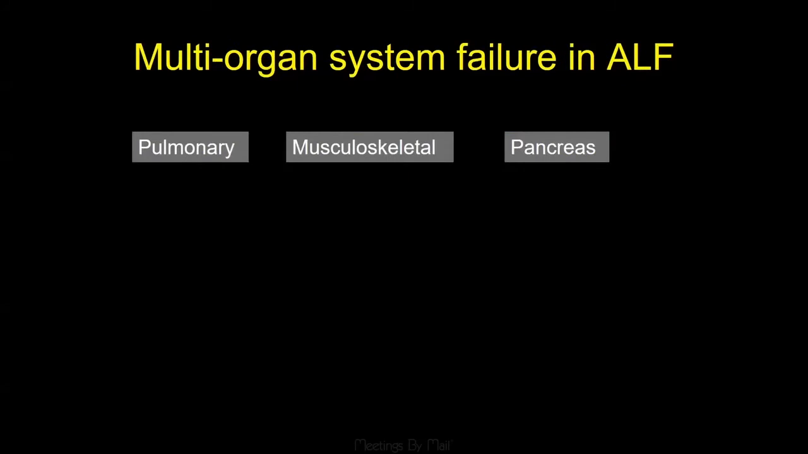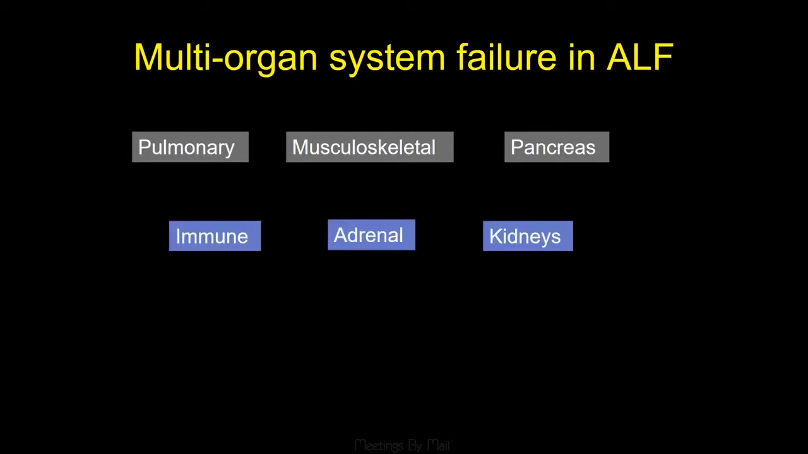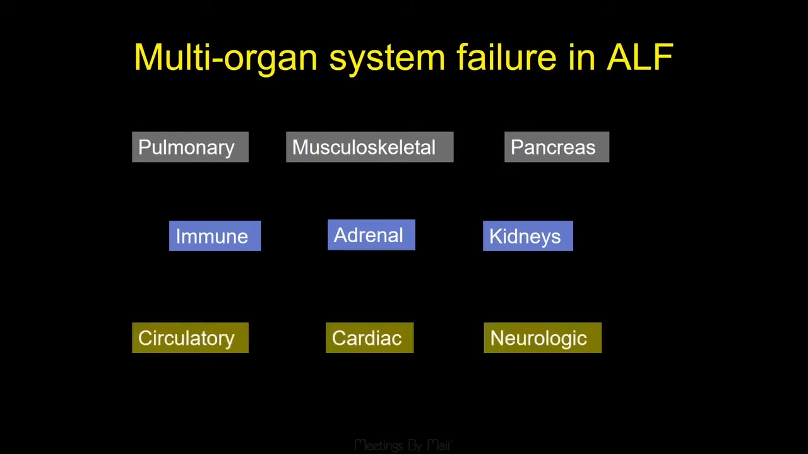The problem with ALF is that it can progress rapidly to multi-organ system failure involving all different organs in the body. It can result in acute respiratory failure, muscle catabolism, pancreatitis, sepsis and other infections, adrenal insufficiency, hepatorenal failure or portal hypertension, hemorrhage, neurologic problems including brain edema or hepatic encephalopathy, in addition to cardiac dysfunction or hypotension.